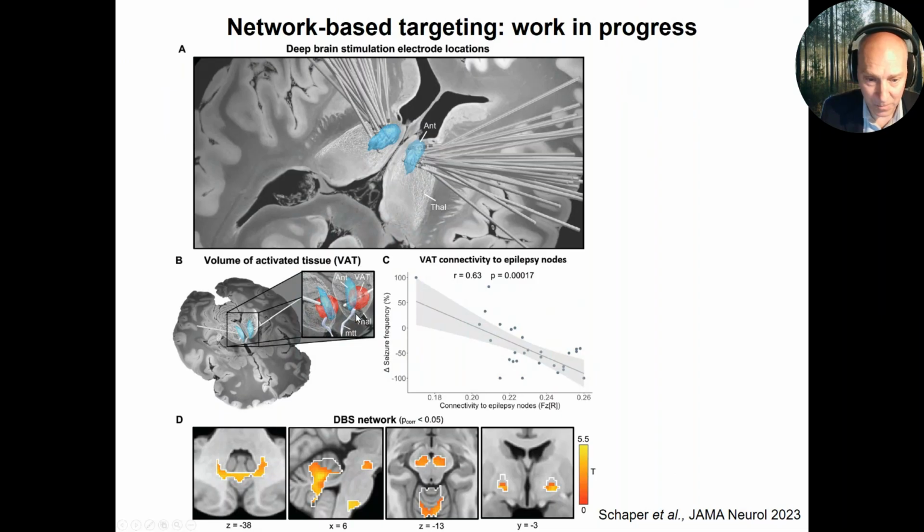And so the optimal area to stimulate would actually be slightly anterior and inferior of the ANT node, which is very interesting. So here is where we're combining the knowledge about epilepsy networks and stimulation parameters, to see if we can optimize targeting the network nodes rather than the focal seizures.